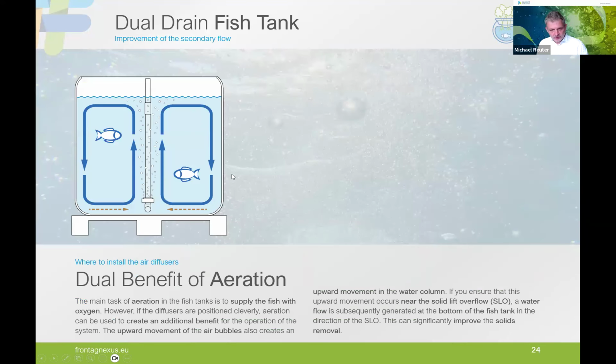And this helps to create, again, this secondary rotational movement that helps to transport solids at the bottom of the fish tank towards the solid lift overflow. So we have a dual benefit of aeration in the way that it aerates the water and adds oxygen for the fish. And at the same time, it helps to evacuate the solids from the fish tank.